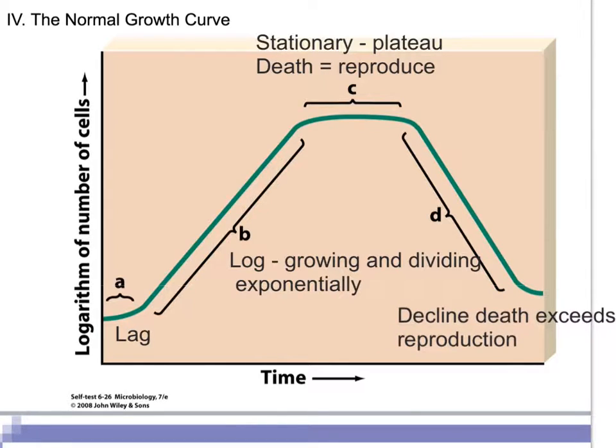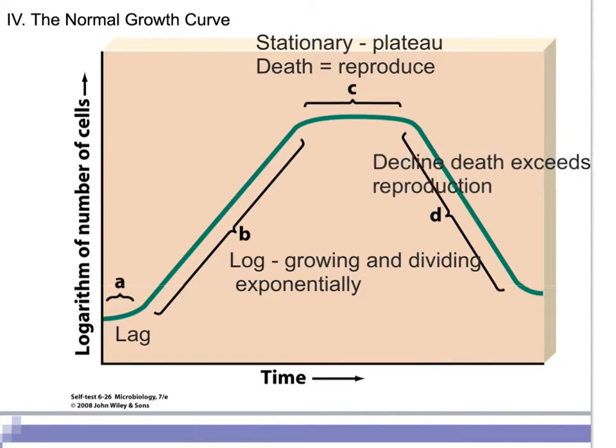So we have lag, where they're getting used to the environment. Log, where they're growing like crazy, logarithmically or exponentially, so every one is giving rise to two more. Then stationary phase is a plateau, where death is equal to reproduction, so you're starting to run out of food or space. And then decline is death, where death exceeds reproduction, so they're running out of nutrients or space.